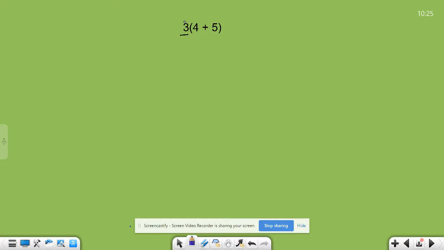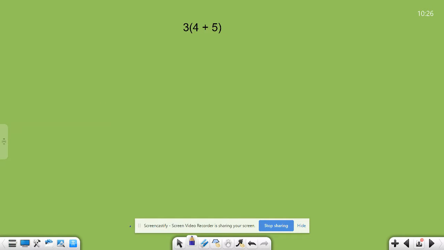We're going to start at our 3, and we know that side by side means multiply. So the 3 is side by side with the 4 plus 5. It doesn't matter whether you have just 3 times 4 in parentheses, side by side means multiply. If you have 3 times 4 plus 5, it's still side by side means multiply, and you have to multiply everything that's in the parentheses by what is outside the parentheses. So let's go ahead and see what that looks like now.